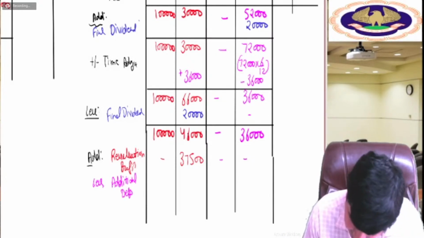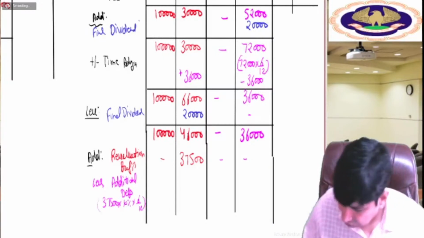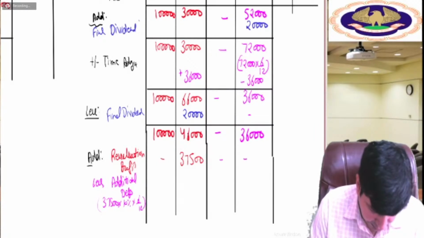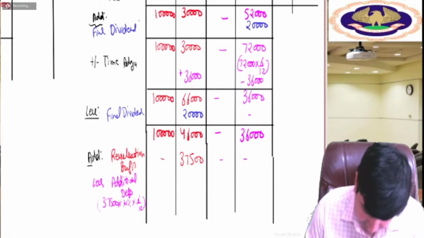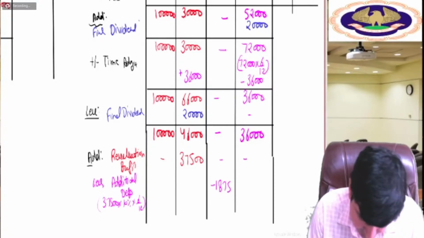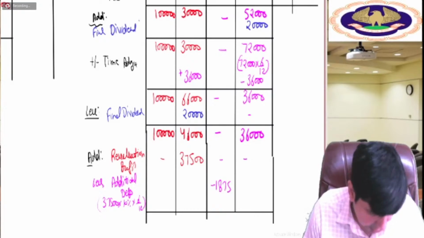on 37,500 multiplied by 10% multiplied by 6 months. What will be the figure? 37,500 multiplied by 10% multiplied by 6 divided by 12. That is, of course, 1875. Okay, please do this. Not 1,500.